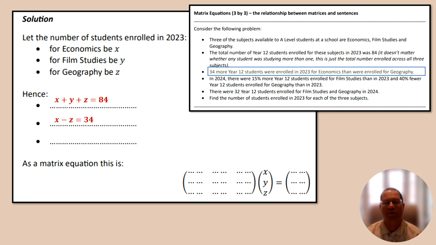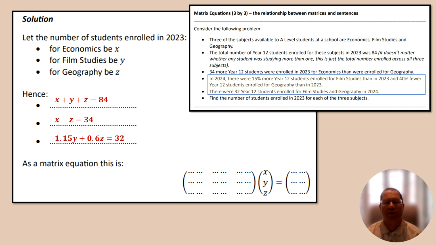34 more Year 12 students were enrolled in 2023 for economics than were enrolled for geography. Well, economics is X and geography is Z. And if we subtract the number of geography students from the number of economics students, we get 34. So X minus Z is equal to 34. And notice I'm trying to keep my X's, Y's and Z's on the left-hand side of the equation and just put a number on the right-hand side.